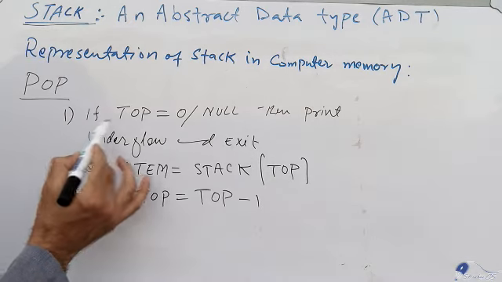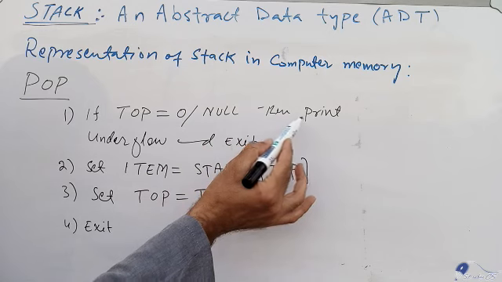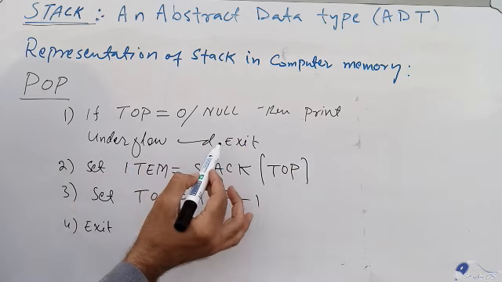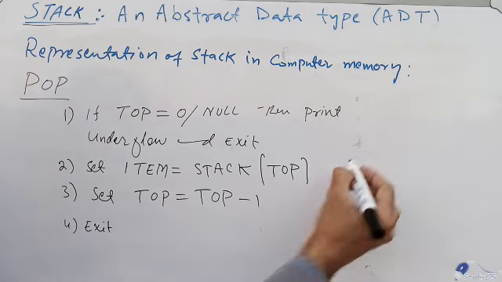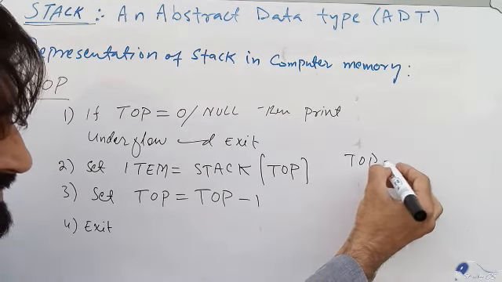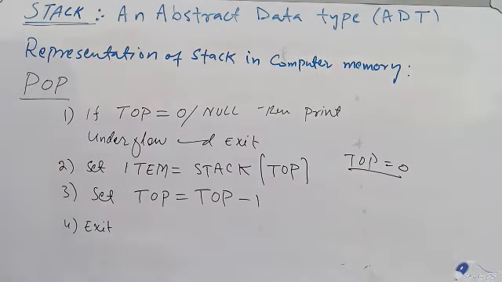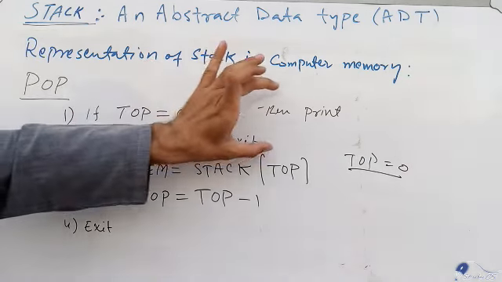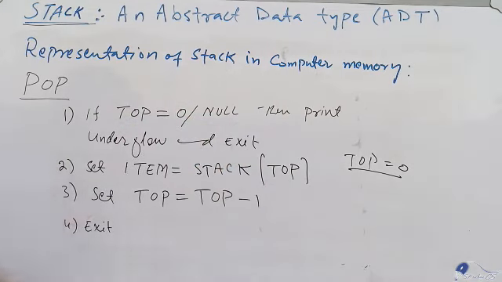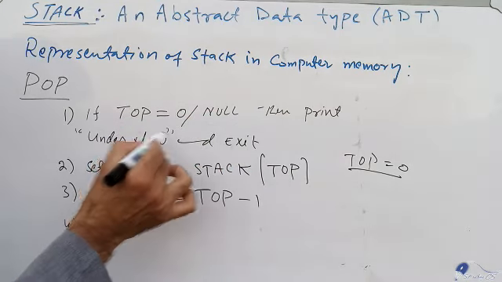This is: if top is equal to 0 or null, then print underflow and exit. As we said earlier, top equal to 0 means the stack is empty. If initially the stack is empty and we want to perform the pop operation, this statement will be activated and it will print underflow. Underflow means there is no item to be deleted.